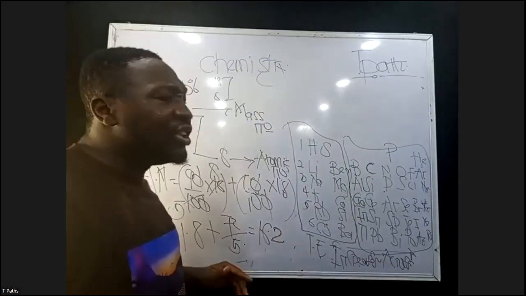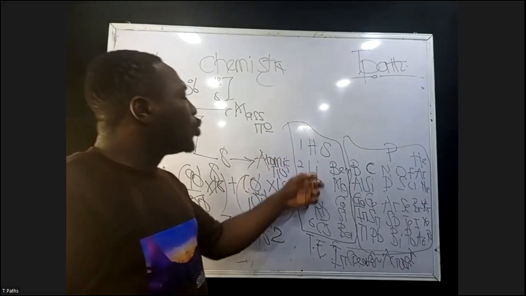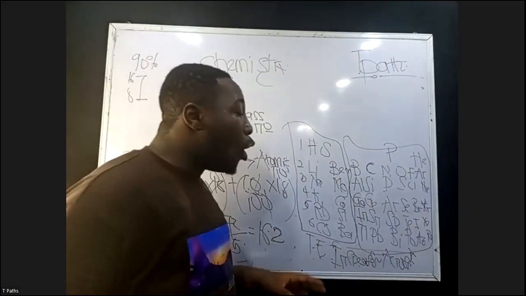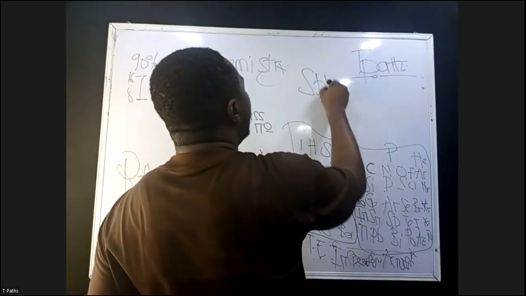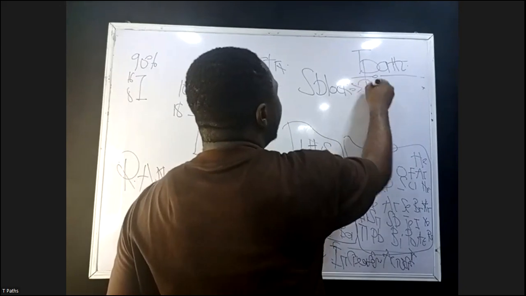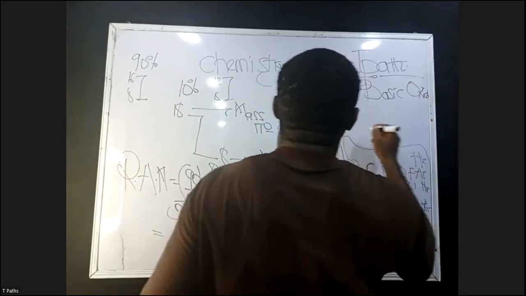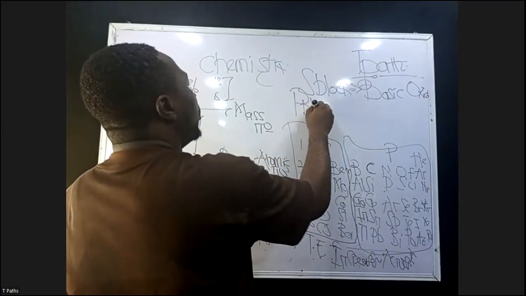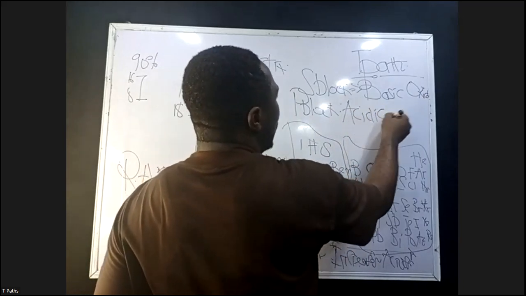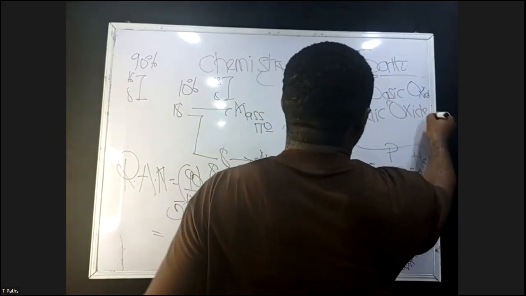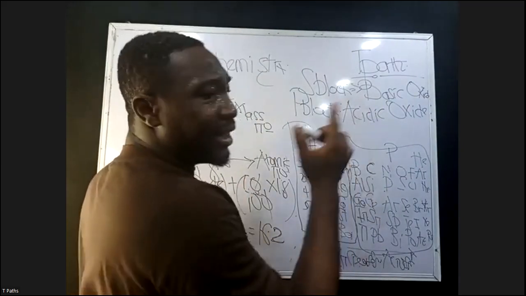Now, what is the nature of this oxide? We need to know about the nature of oxides. First of all, s block elements form basic oxides. Please, let's know this in your book, don't joke with this. S block forms basic oxides, while p block forms acidic oxides. So many of the oxides formed in p block are acidic in nature.